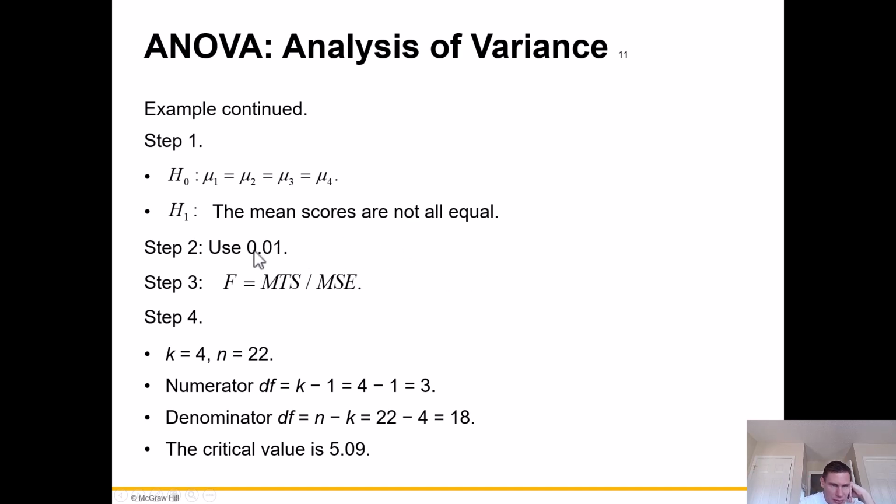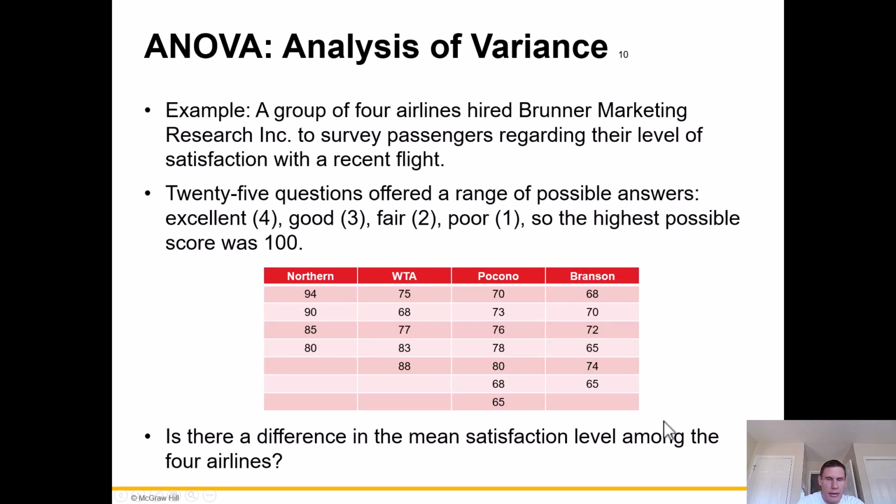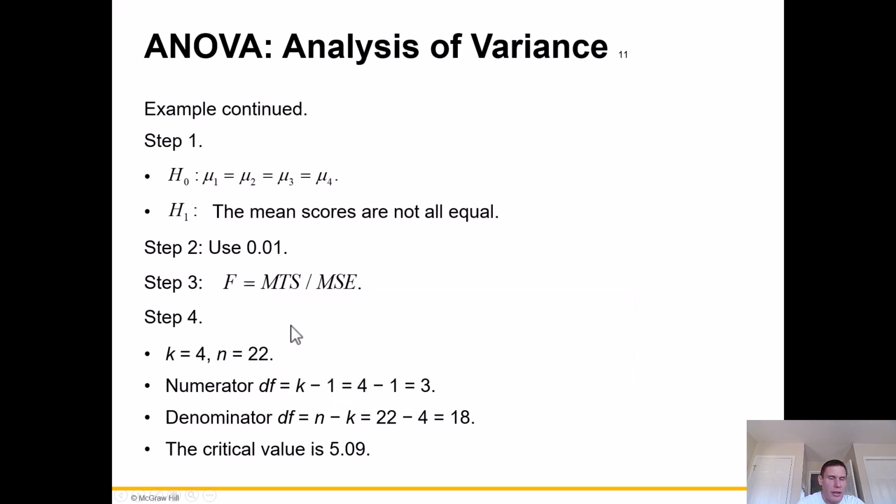Step 2, what significance level are we using? 0.01, so basically 1% alpha, 1% significance level. And then step 3, F, as we remember, we just did that. If we go back real quick, right here, F is MST over MSE, mean of the squared errors. So for step 4, we have K equals 4, and then we have N equals 22.